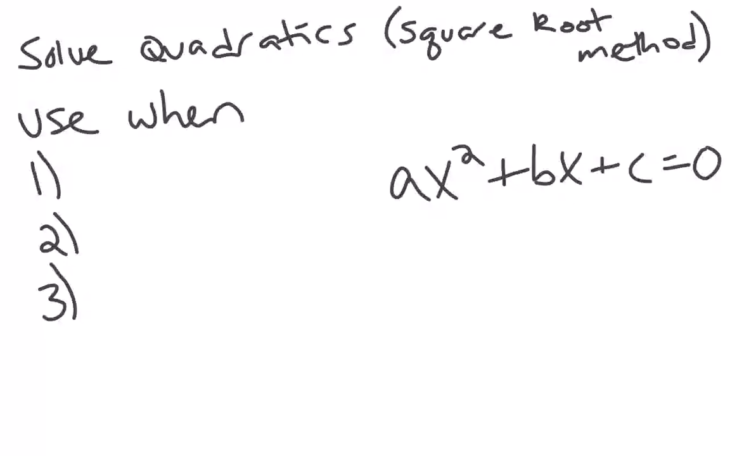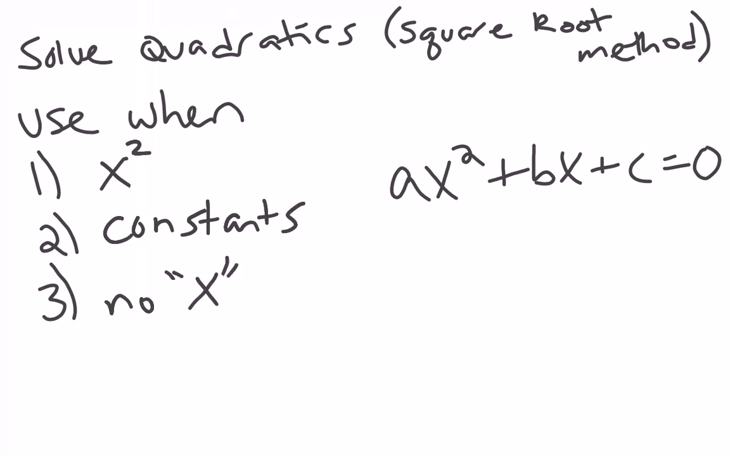This video is going to discuss solving quadratics using the square root method. This is definitely the easiest method to do if you want to solve a quadratic, but there are only a couple situations where you want to use it. You want to use it when you have an x squared term, that makes it a quadratic. When you have constants, that means just numbers, and no x terms. That's called our linear term.